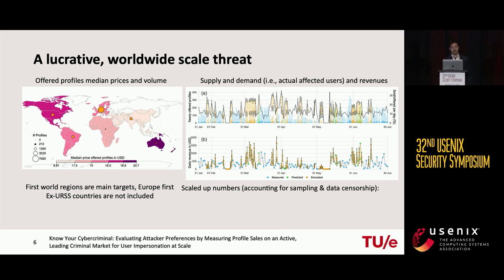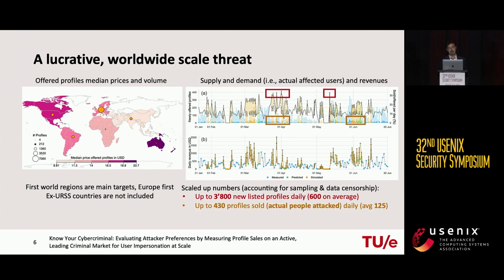When looking at supply and demand of profiles in the market, we see that on average we have 600 profiles being listed every day, peaking at 3,800. Sales peak at 430 profiles per day, and on average 125 profiles are sold per day. We estimate that daily revenues for the market range between $3,000 and $4,000, peaking between $7,000 and $16,000. And we estimate that the yearly revenues for the market are around $1.2 to $1.6 million.